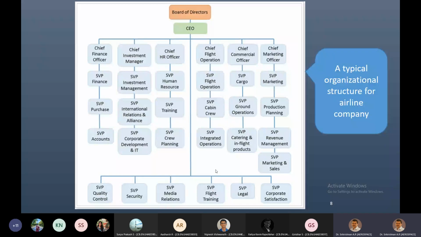Anyway, that apart, what we see here is finance. You just look at the first levels reporting to the CEO: finance, investment, HR, flight operations, commercial aspects, and marketing. So these are typically the divisions that you can see across any airline company across the globe. Actually, it's applicable to India also. So titles and specific terminology apart, these divisions are quite common.